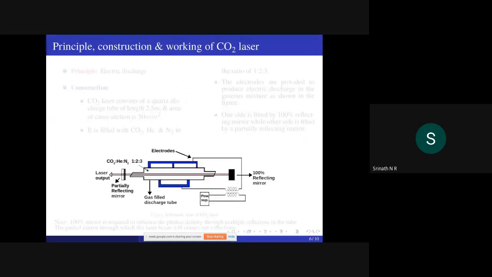Principle, construction, and working of CO2 laser. Principle: electric discharge.